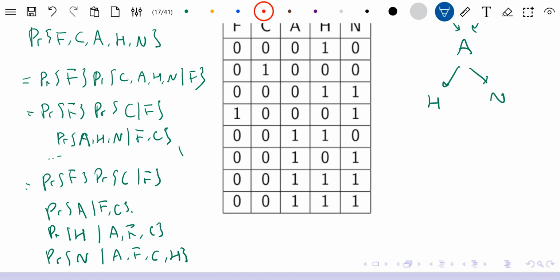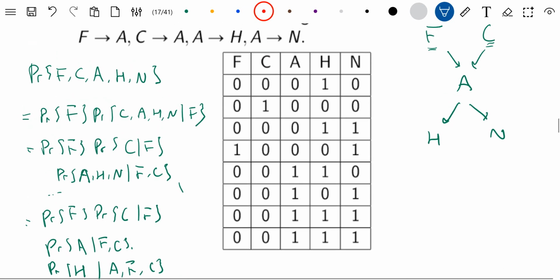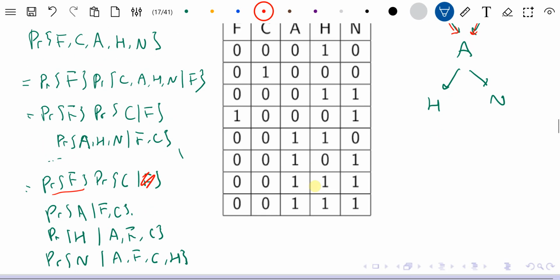So then the next thing to do is to see which ones are independent. First, F, there's only one term, so it's okay. C and F, they are independent because they form this common effect configuration. So these two are independent, so C given F is just C. And A depends on F and C, so we cannot get rid of any of these.